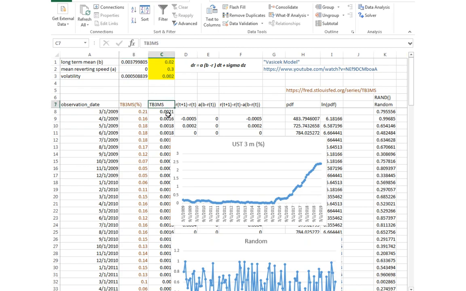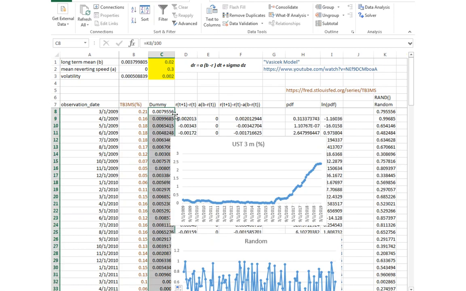Then what I did is, instead of using the historical 3 months US Treasury, I put some dummy numbers here. These dummy numbers were generated with the Excel rand function. I just generated this series of random numbers. These numbers will be between 0 and 1. And I put them here instead of the 3 months US Treasury. I changed the formula for the first cell and then I copied it down.